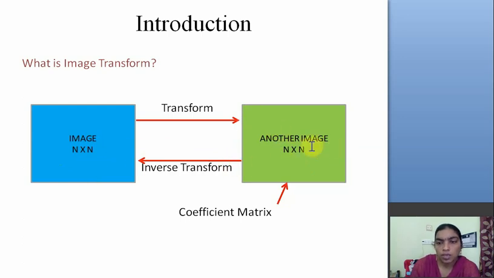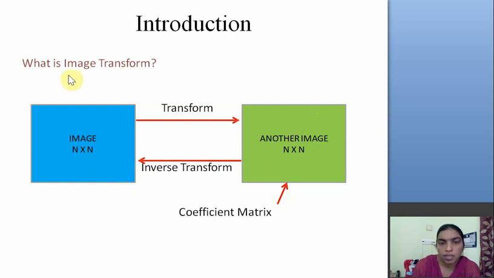Now, if I apply the inverse transform on the transformed image, then I can get back the original image or direct image, that is n by n of the same size. So this is what an image transform is.